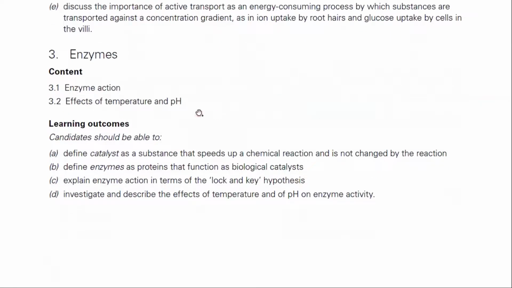Then we have the third chapter, which is known as enzymes, where we are discussing the enzyme action, which basically consists of the lock and key hypothesis and the induced fit hypothesis, which basically was removed from the syllabus last year, but we still have the lock and key hypothesis this year too. Also, we'll be discussing the effects of temperature and pH on the activity of the enzyme.